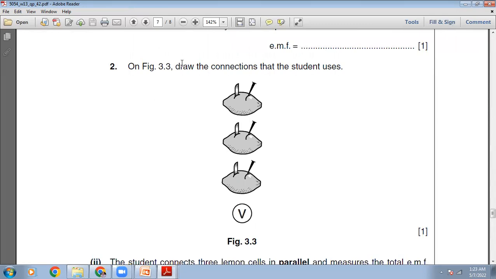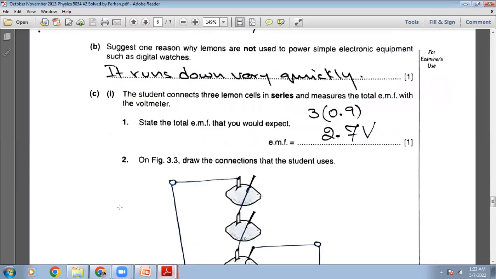So then he says, on figure 3.3, draw the connections that the student uses. So when you connect them in series, the nail should be connected with this, and this nail should be connected with this. From this nail, I should take a connection, and from this copper strip, I should take a connection. So let me show you.